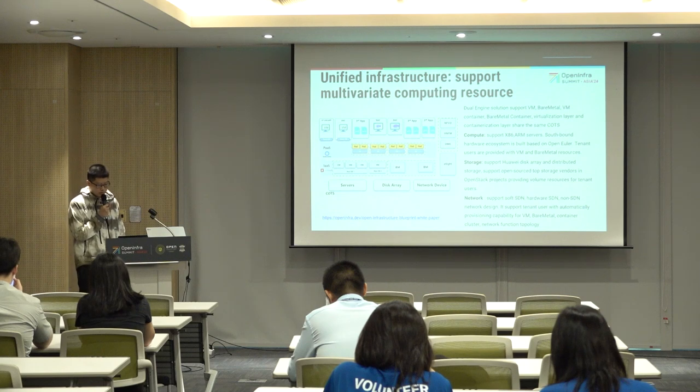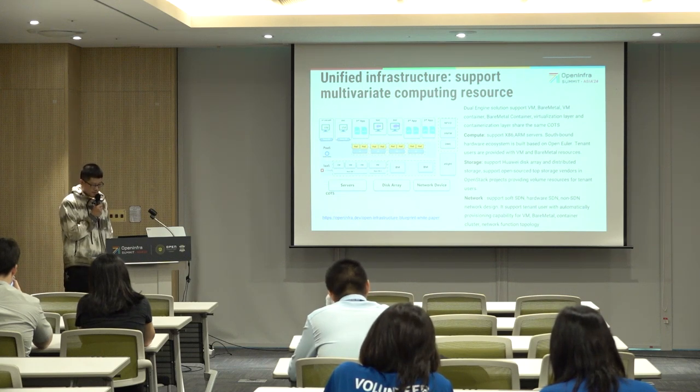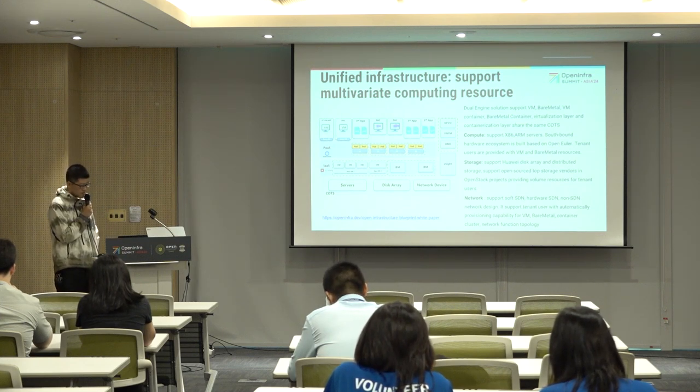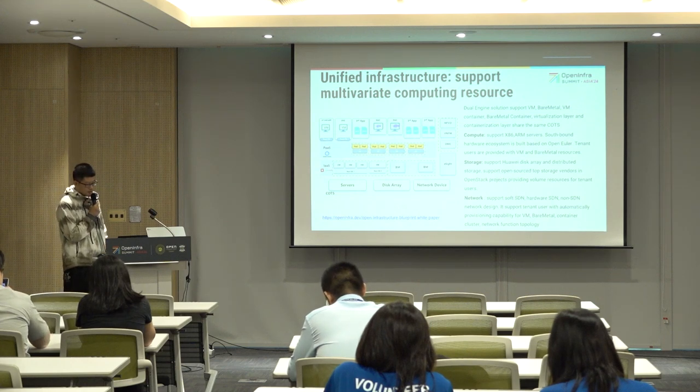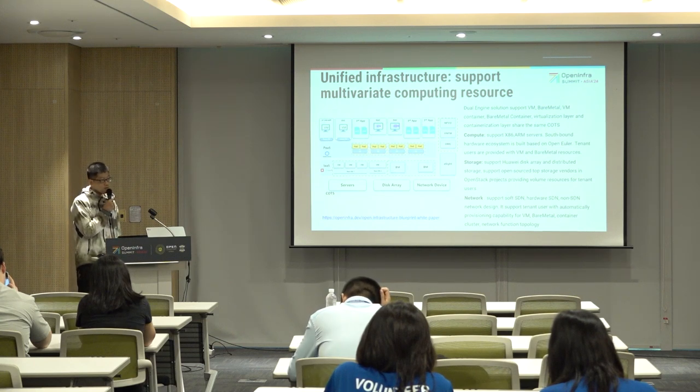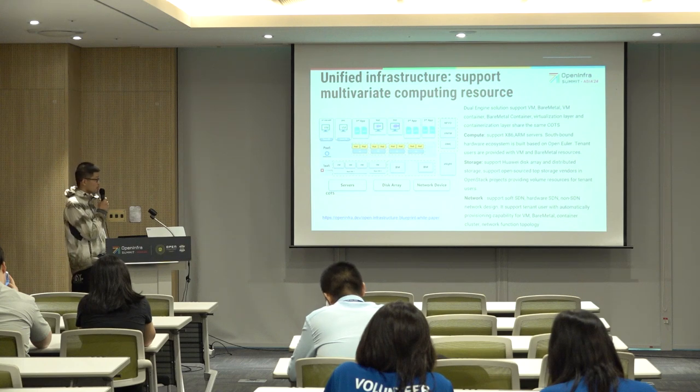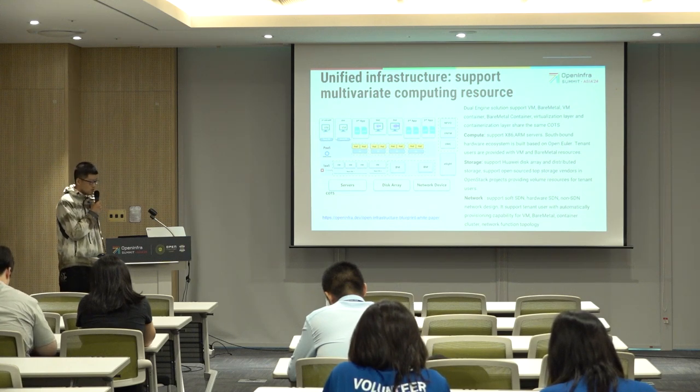For the network part, it's extremely complicated. There are several kinds of network designs, including software SDN, hardware SDN, and non-SDN. Tenant users can provision different kinds of resources with the help of this. So from the top level, you just give a single business requirement, and all the network, storage, and computing resources will be provisioned and orchestrated automatically.